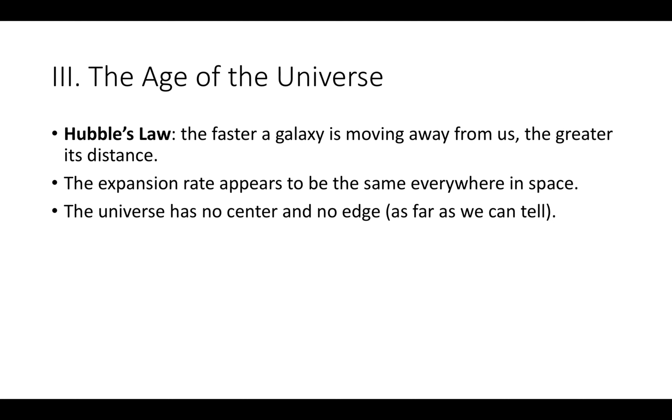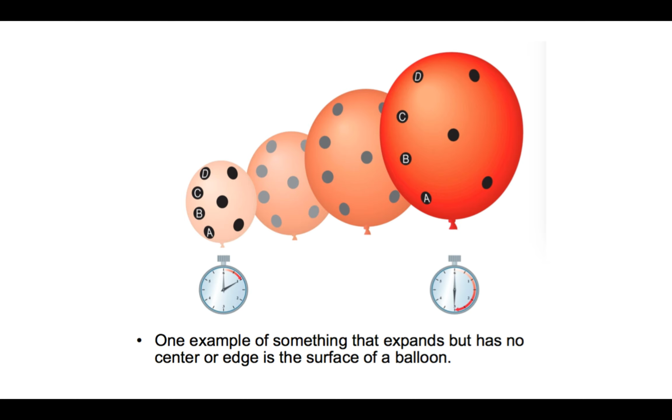So we're going to throw in a different analogy that explains Hubble's law and the rate of expansion a little better. One example is to look at a balloon. If you take a balloon and you put dots on it, and then you blow that balloon up, it's expanding, but there's really no center or edge. It's just the surface of the balloon. So it's a better analogy than the raisin bread analogy.